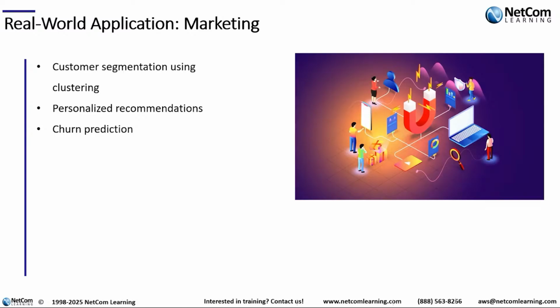Then there's churn prediction, which is identifying customers who are more likely to leave a service or stop buying. Using historical data, machine learning models can flag early warning signs like reduced usage or negative sentiment in support tickets, allowing companies to take proactive measures to retain those customers who have given negative feedback.